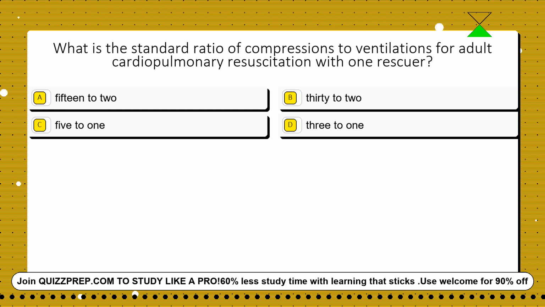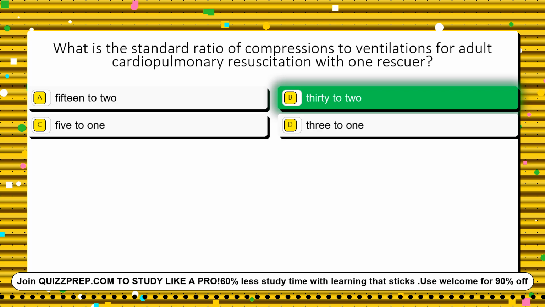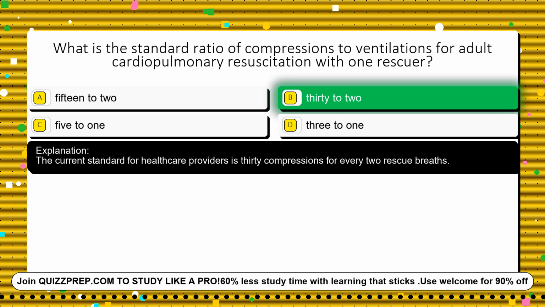Question 108. What is the standard ratio of compressions to ventilations for adult cardiopulmonary resuscitation with one rescuer? Option A of 15:2. Option B 30:2. Option C 5:1. Option D 3:1. The correct answer is option B, 30 to 2. The current standard for healthcare providers is 30 compressions for every 2 rescue breaths.